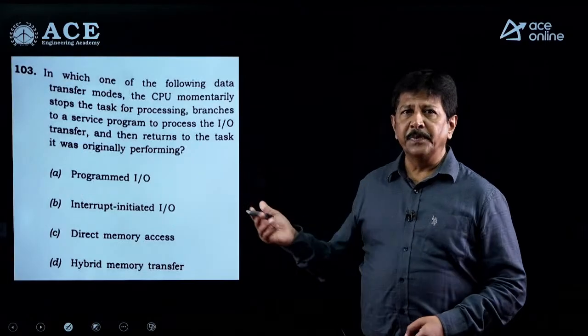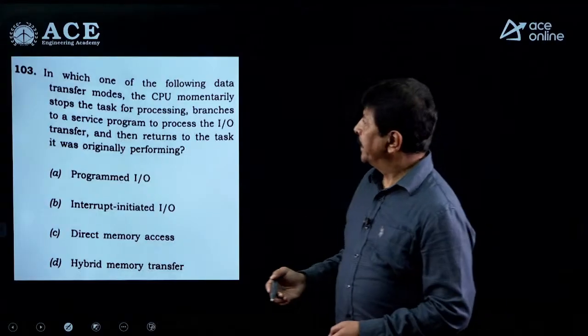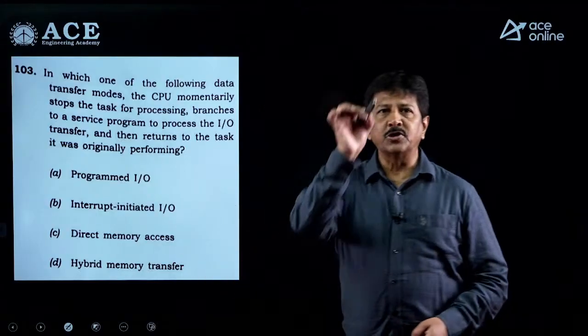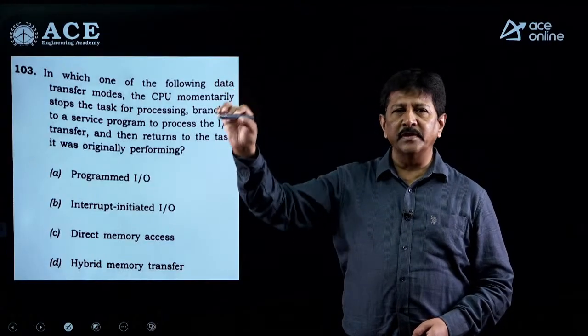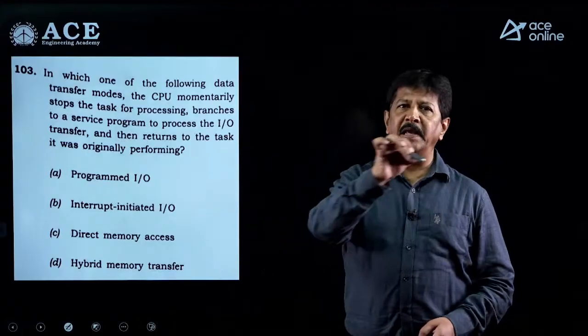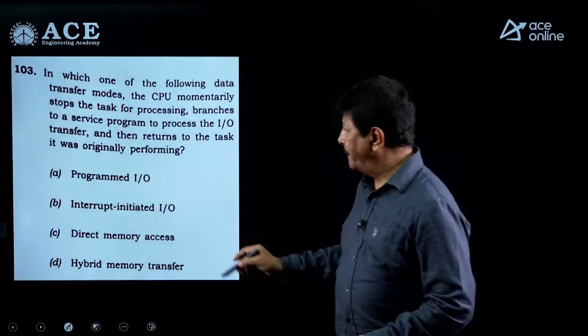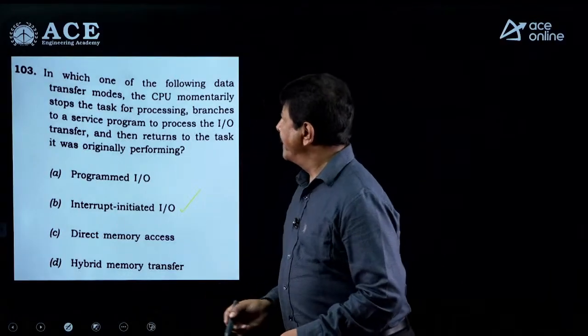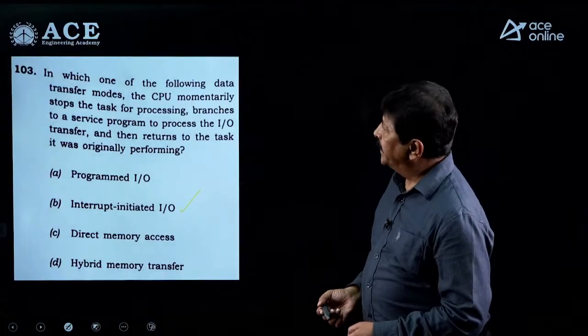I think this is a very simple question. Had you followed the technique we discussed in the class, the CPU will stop the program, go to the IO program, execute that program, and again come back to the main program. So this is nothing but interrupt initiated IO. So that is, I think, very simple, easy to understand.